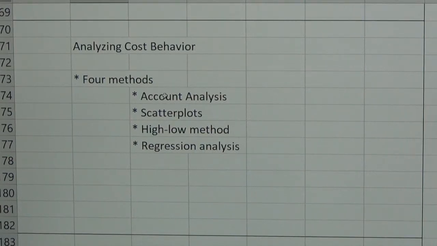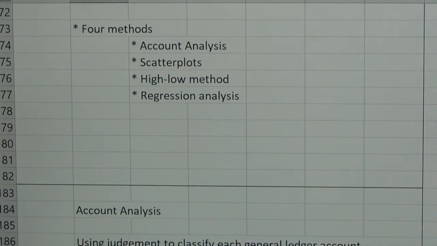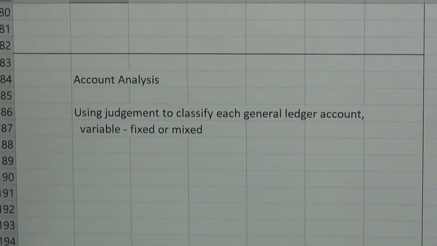The first one is called the account analysis. The second one is called scatter plots. The third one is called the high-low method. And then the fourth one is called regression analysis. The first one is called the account analysis.